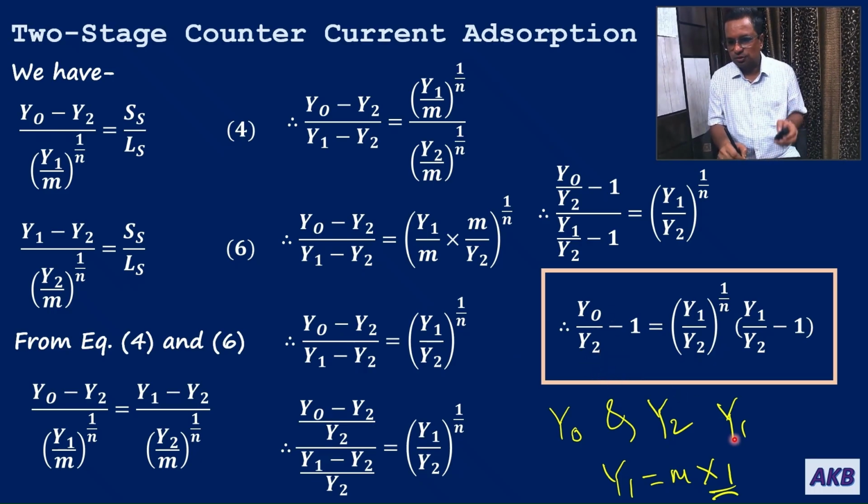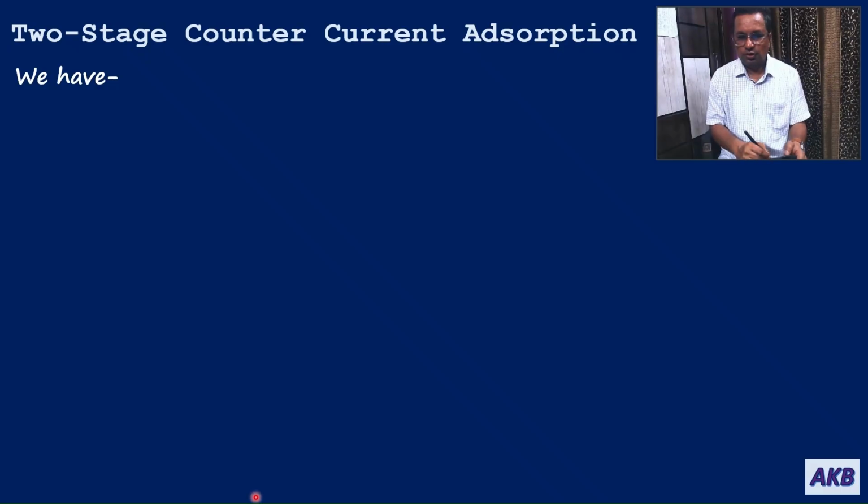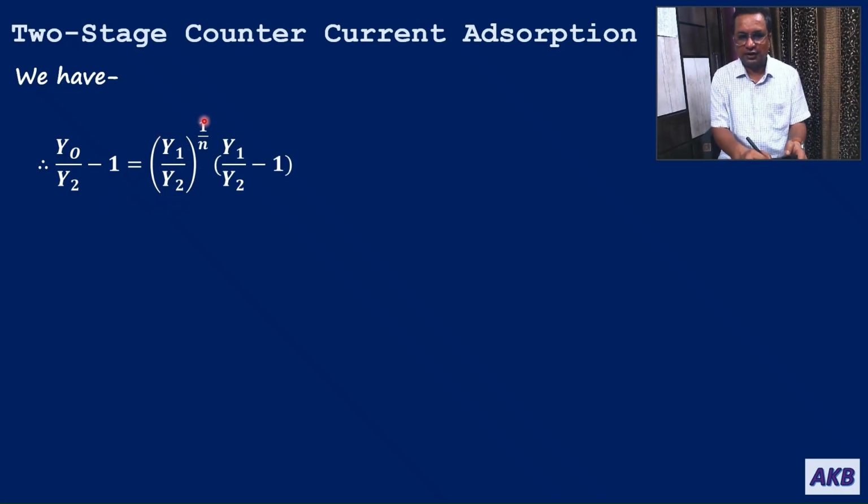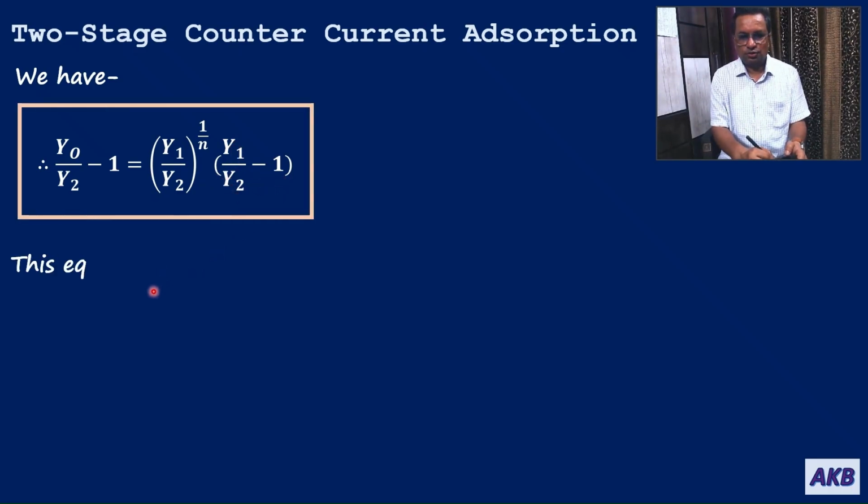This equation is useful for finding Y1 if Y0 and Y2 are known to us, and once Y1 is known, from the equilibrium relationship, you can get capital X1. Let us move ahead. So we got the equation capital Y0 by capital Y2 minus 1 is equal to capital Y1 by capital Y2 raised to 1 by n into capital Y1 by capital Y2 minus 1.